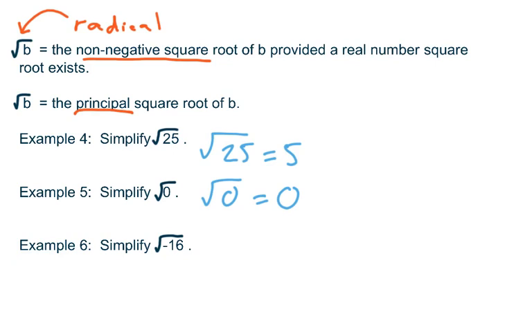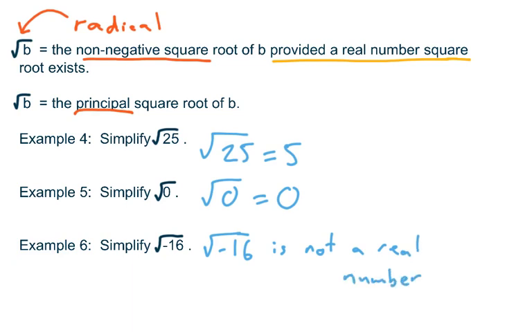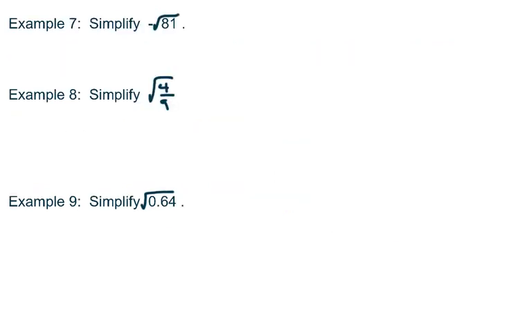And the principal square root of negative 16, well, notice back up here I say provided a real number square root exists. There is no real number square root of negative 16. So all we could say is that the principal square root of negative 16 is not a real number. Pretty unsatisfying. Let's look at some other examples of principal square roots.